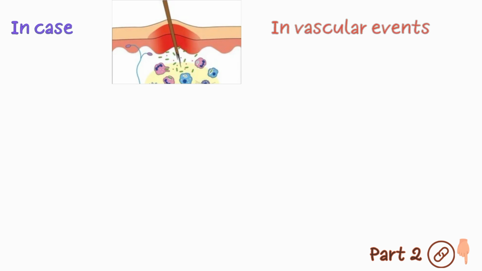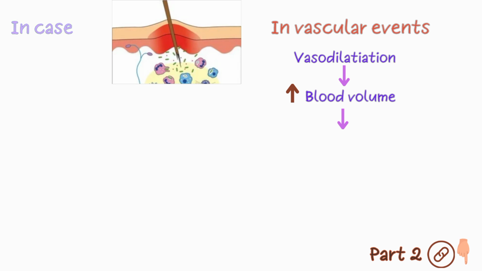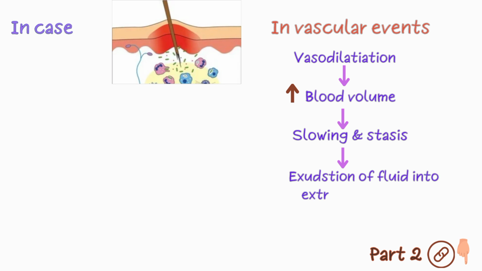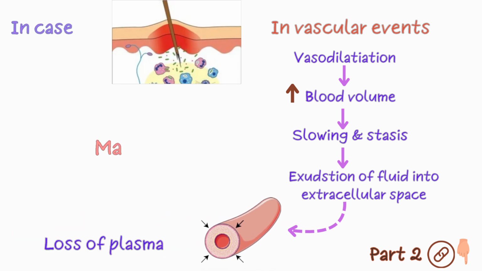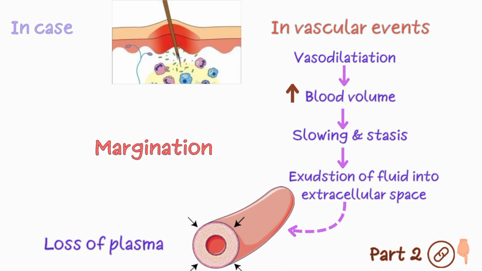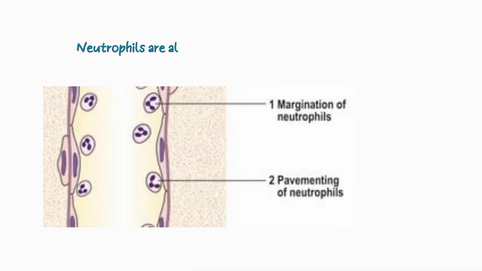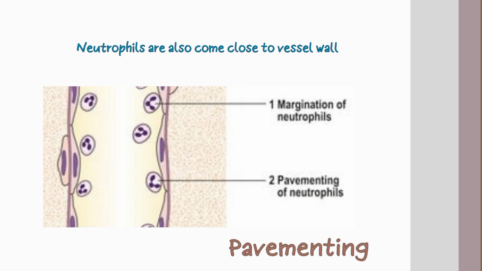we understand that there is increased blood flow due to vasodilation and subsequently slowing or stasis occurs. After that we understand exudation of fluid into the extracellular space. Now, due to fluid transfer into the extracellular space, blood vessels get narrow because of loss of plasma, and that phenomenon is known as margination. As a result of this, neutrophils also come close to the vessel wall. This is known as pavementing.